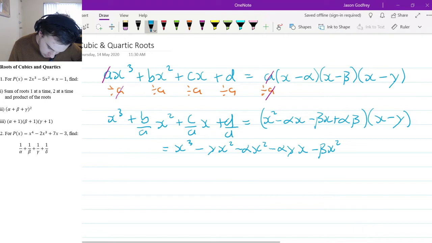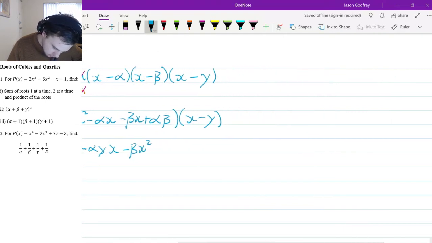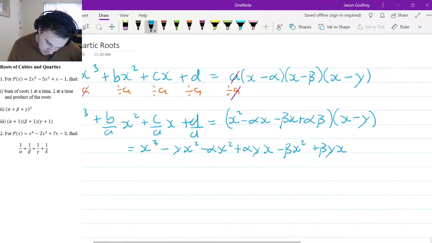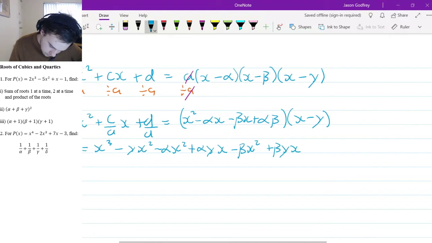Sorry, that should have been minus alpha x times the negative gamma, which should be plus alpha gamma x, and same with this one, minus beta x times minus gamma will be plus beta gamma x, plus alpha beta x, and then minus alpha beta gamma.